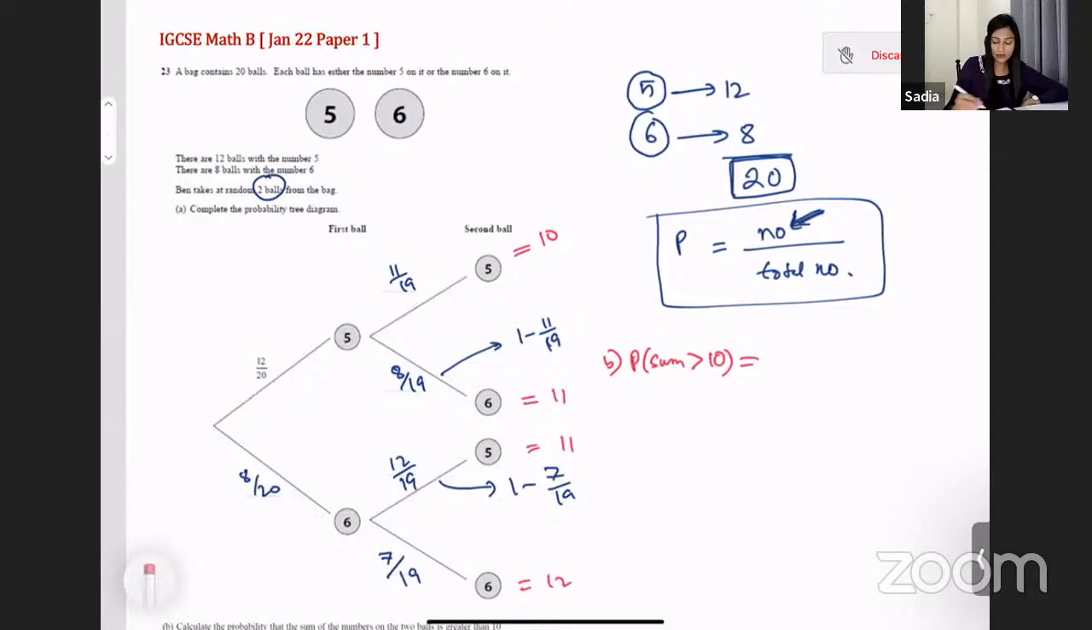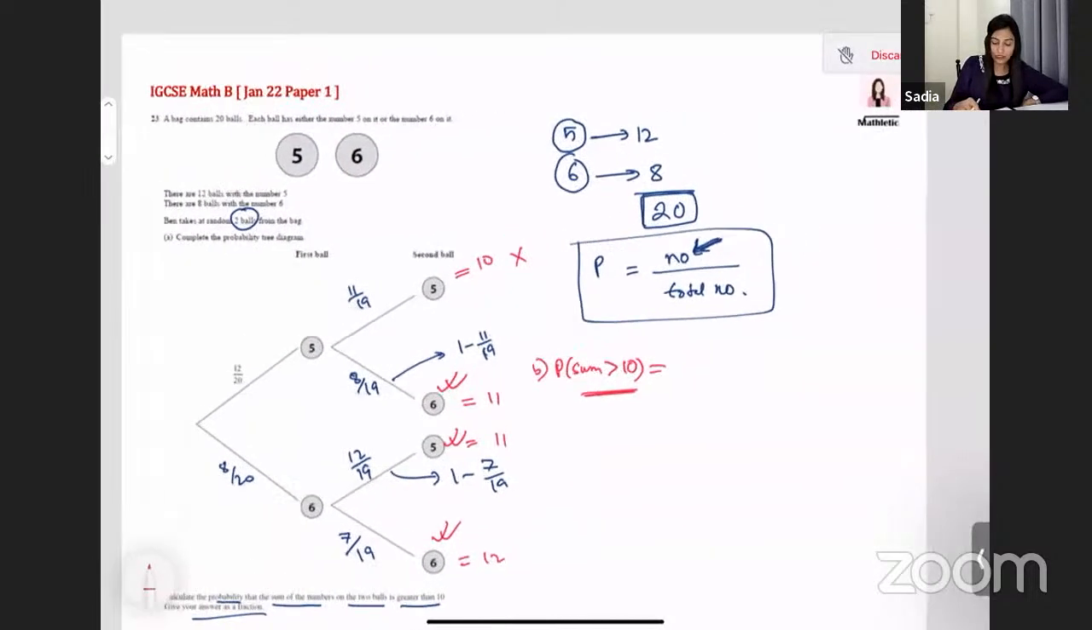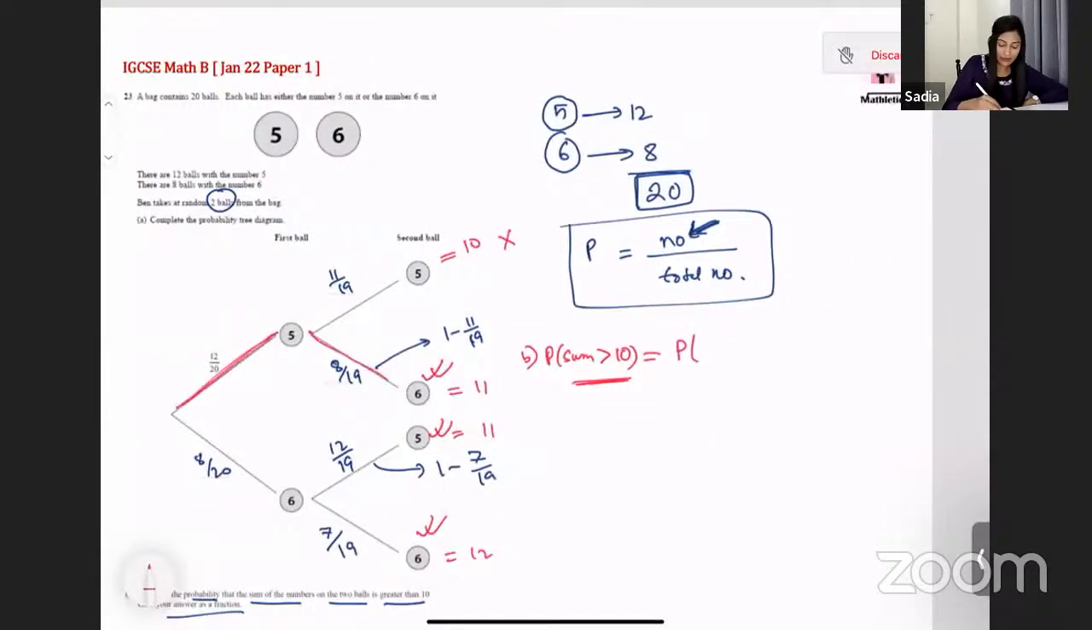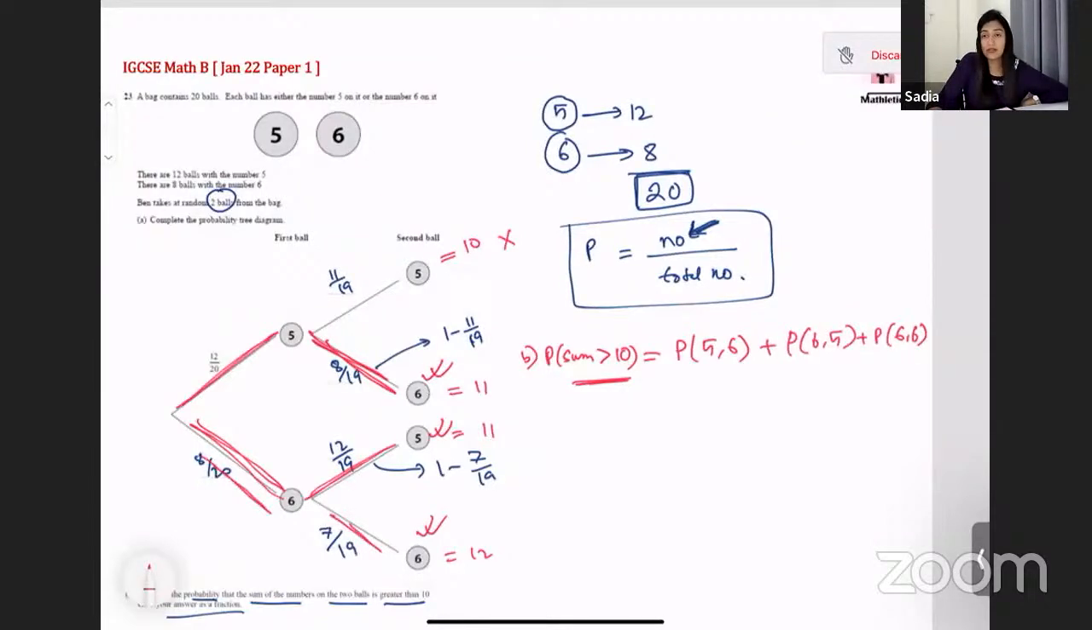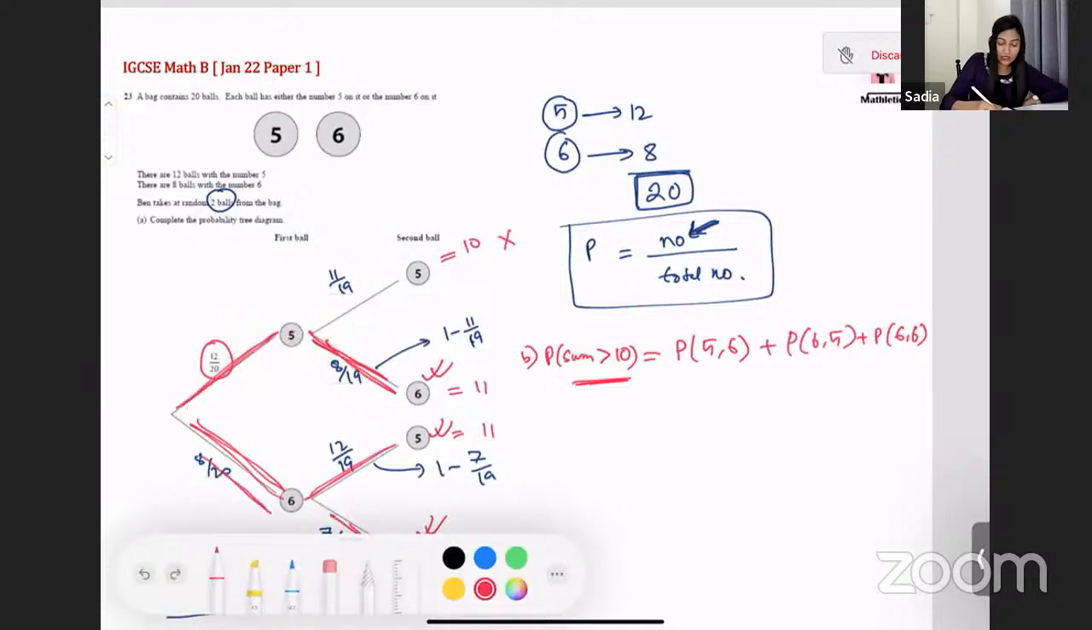Since we need to select those which give us a sum greater than 10, you cannot take the first one. It's supposed to be the second, third, and fourth. So it has to be a combination of 5 and 6. This is the branch I'm talking about: 5, 6, or 6, 5, or the last one, 6, 6. Once we have selected the branches of the tree diagram, you can just pick the values and multiply them, right? As in, when you're moving along the branch, you need to multiply the values.